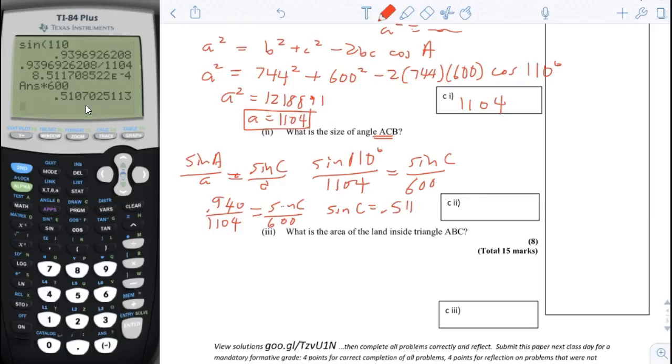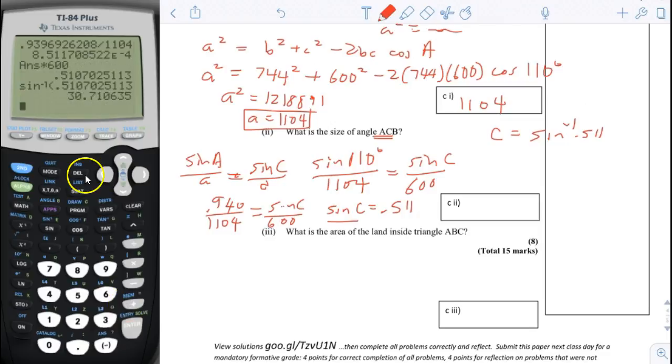Now I'm going to take the inverse sine of both sides. I'm going to take the inverse sine of this left side. That will give me big C. I'm going to take the inverse sine of the right side. That will give me inverse sine of 0.511. What is the inverse sine of 0.511? It is 30.7 degrees. Okay? All right. Last one.